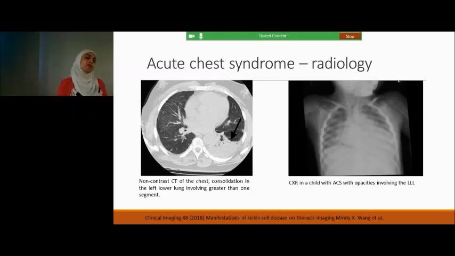And this is on the other image. It's a non-contrast CT scan for a patient with sickle cell disease, and you can also see the alveolar consolidation involving more than one segment of the left lung.